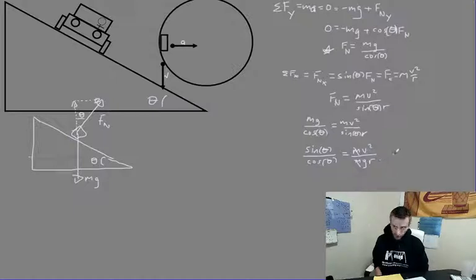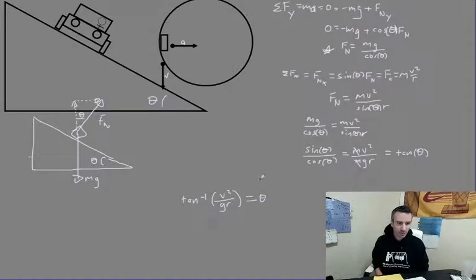So that means that sine theta over cosine theta is equal to v squared over gr. Of course, sine theta over cosine theta is equal to tangent theta, and so my last step is to actually get the theta alone. That means the inverse tangent of all this stuff, v squared over gr, or otherwise known as grr, equals theta. Sorry, I can't help myself.